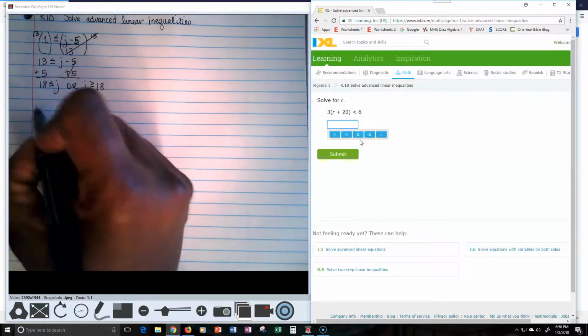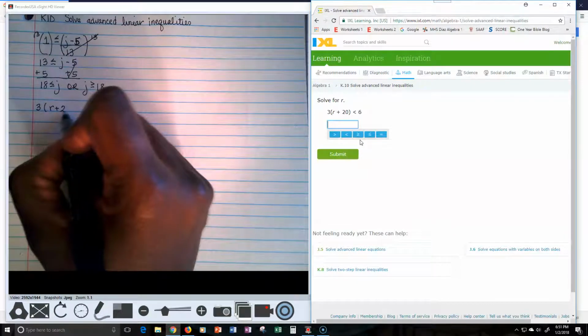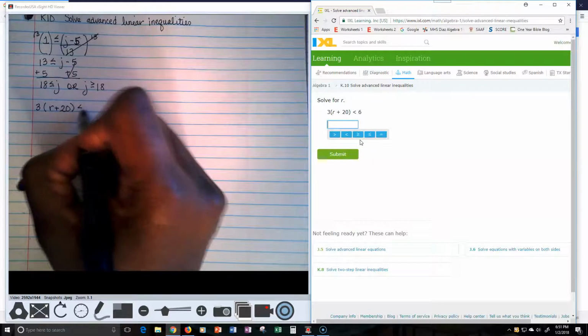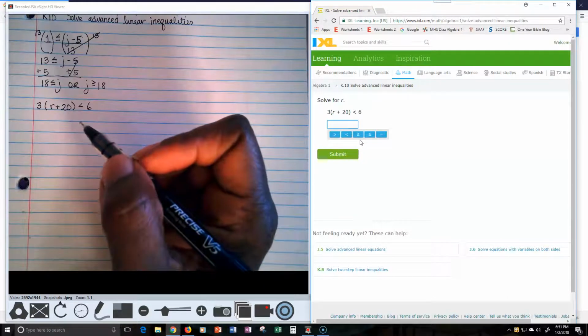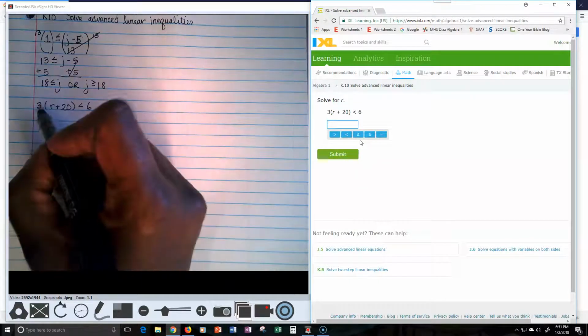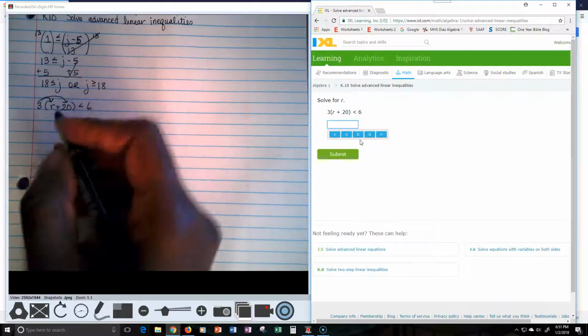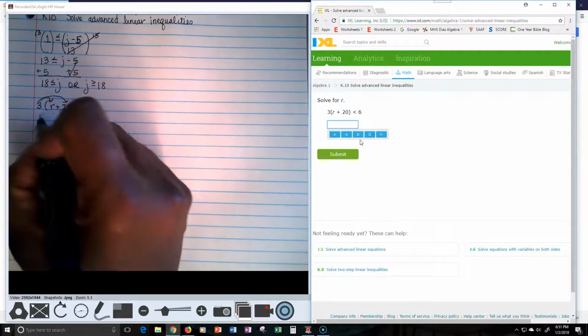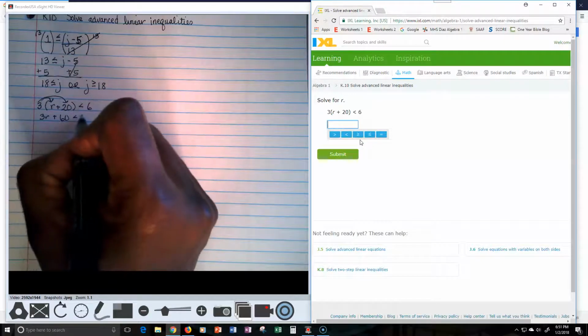Alright, then we've got 3 multiplied by the quantity of R plus 20 is less than 6. Well, there's two ways that you can do this one, but I'm just going to show you the way that you guys are used to. I'm going to distribute the 3 to both terms, excuse me. So I've got 3R plus 60 is less than 6.